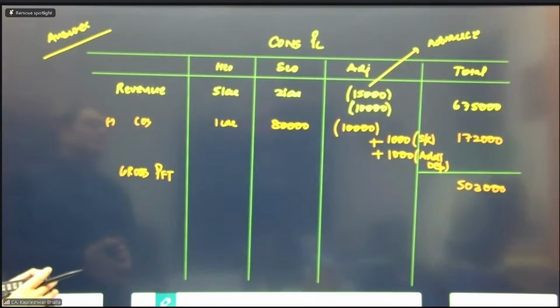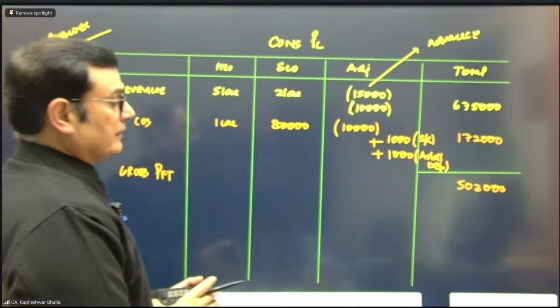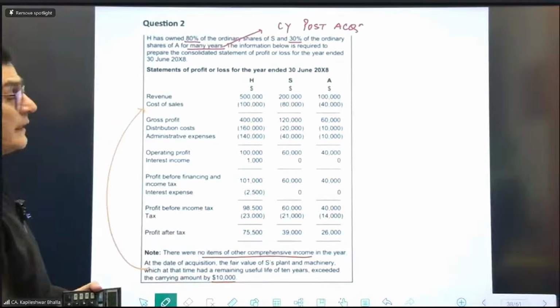Okay, so the intercompany sales elimination is done. The stock reserve is taken care of. Additional depreciation is taken care of. Let's go to the next item now.